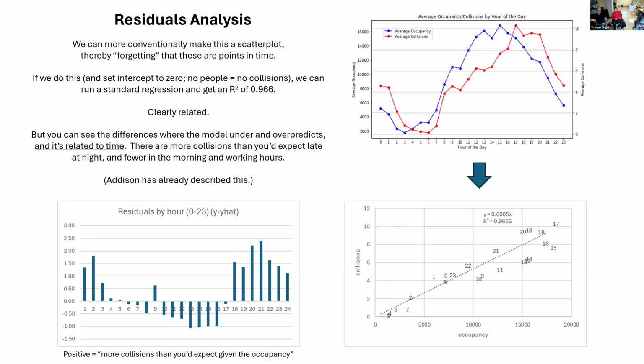So the fact that I know that means there's information in there, and I can factor that information into the model to make a better prediction and control for that to get a better sense of what the actual relationship is between occupancy and collision.